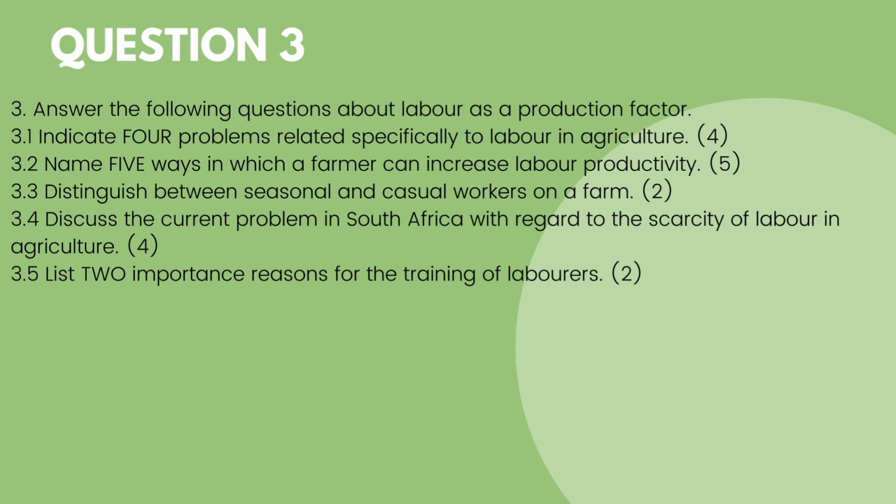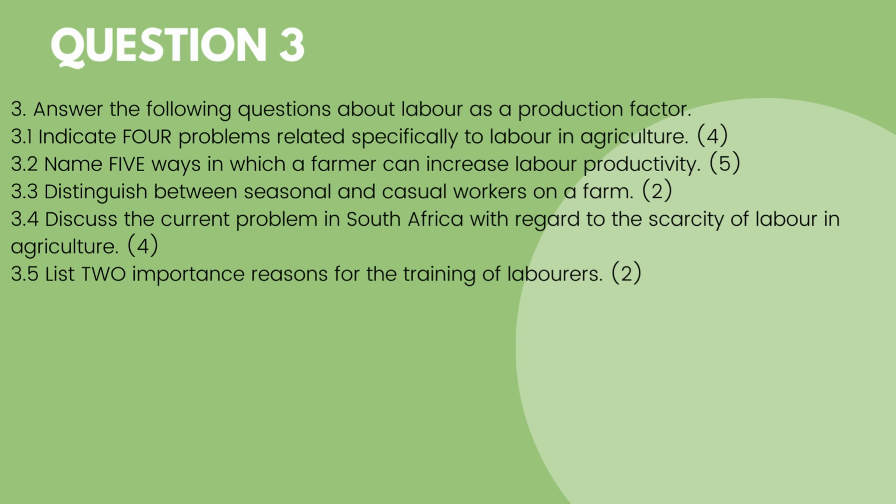Then coming to the third and last question, we only have 5 questions there. Now, answer the following questions. So these are long questions, right? Indicate 4 problems that are related specifically to labor in agriculture. So we had discussed these. Some of these problems include poor labor management, the lack of skills, industrial competition, shortages, and scarcity of labor. And another problem that we mentioned was the impact of HIV and AIDS.